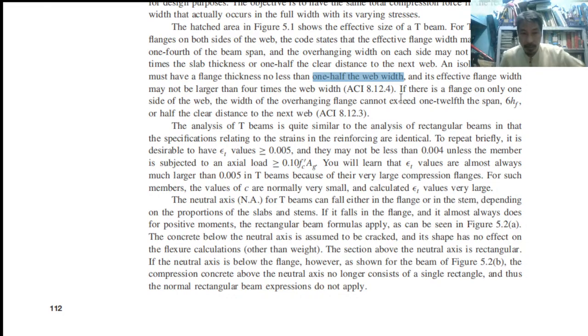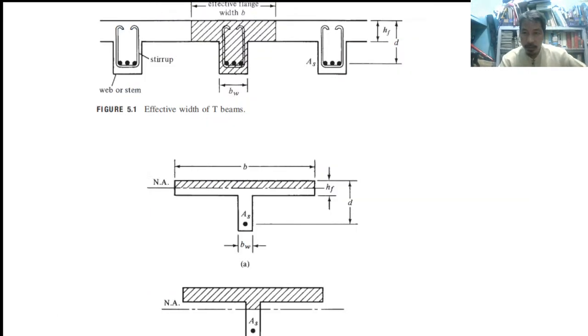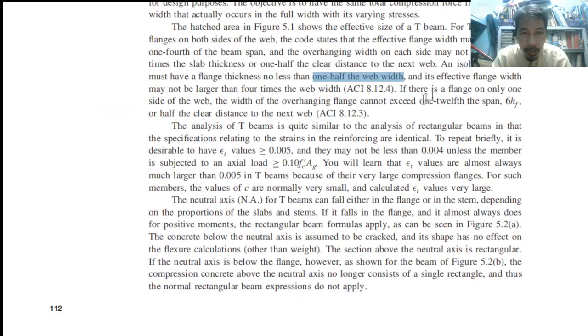For example, in our figure here, this is the web, the width of the web. Width of the web is BW. What is the thickness of this? The thickness is HF, the flange height. So the flange height must be more than BW over 2. That is the mathematics about that. Divide BW by 2, and HF must be equal or more than that. So that is what we meant by 1/2.